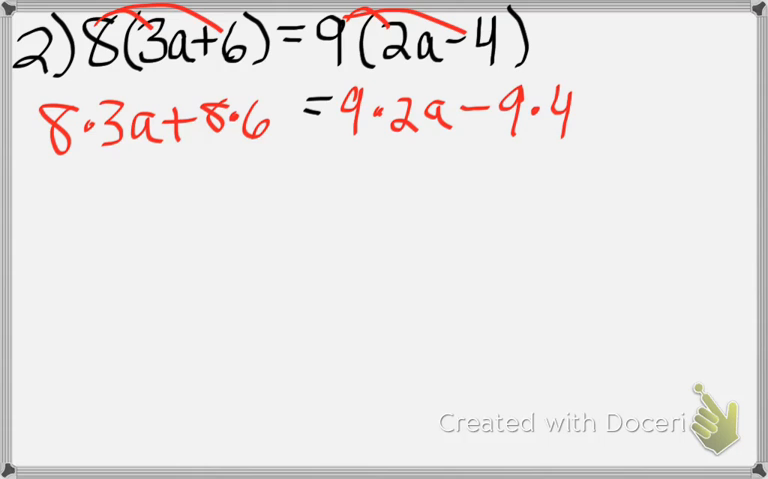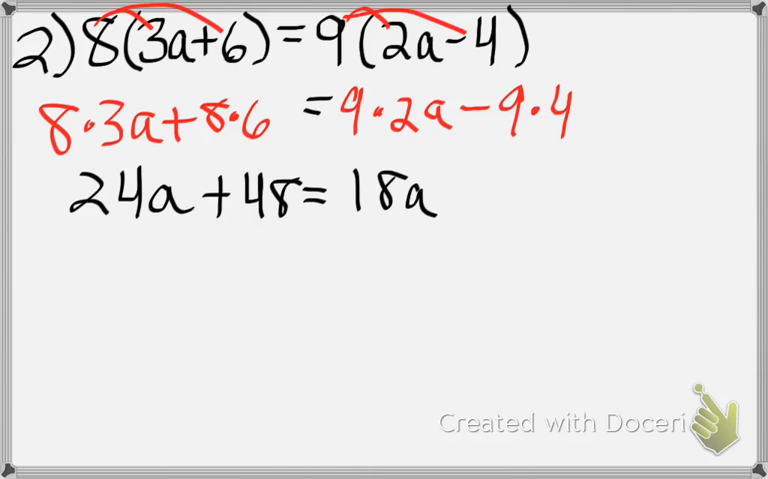On the left side, 8 times 3 is 24, so we have 24a plus 48, since 8 times 6 is 48. 9 times 2a is 18a, and then 9 times 4 is 36, so minus 36. You now have an equation with a variable on both sides, so use the skills that you learned in 2-4. Move the smaller one towards the bigger one.